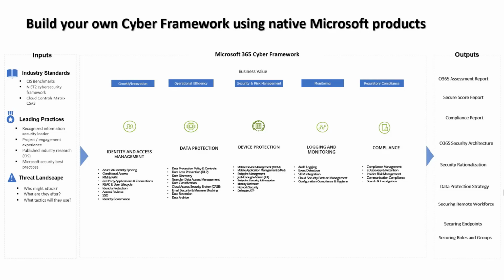What I'm talking about is bringing in 5 domains, right? The first domain is identity and access management. The next domain is data protection. Next comes your device protection. Next is logging and monitoring. And finally, we have compliance. Any cloud product that you can think of should fall under these 5 domains.